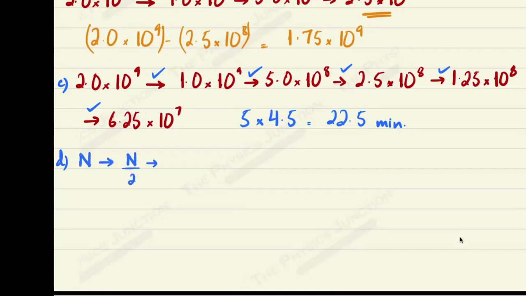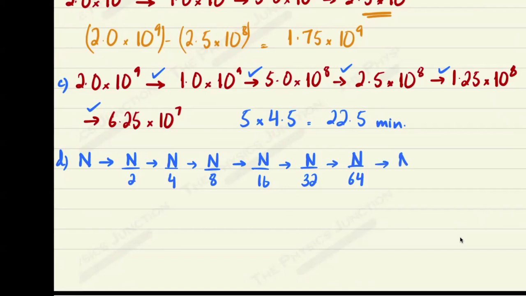After another half-life, it's going to become N by 4. After another half-life, it's going to become N by 8 because it's halving. Then N by 16. Then N by 32. Then N by 64. And then N by 128. Computer science students know these numbers on the back of their hands, so this is very easy to them.